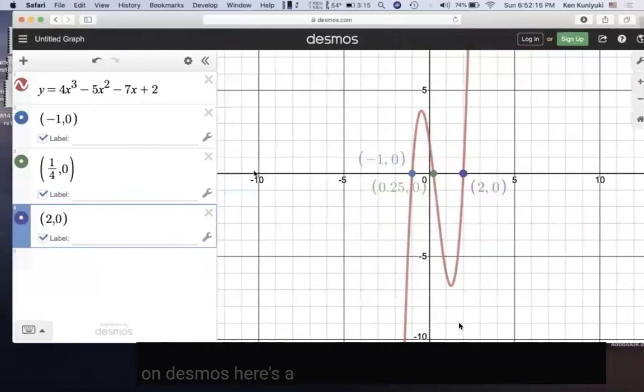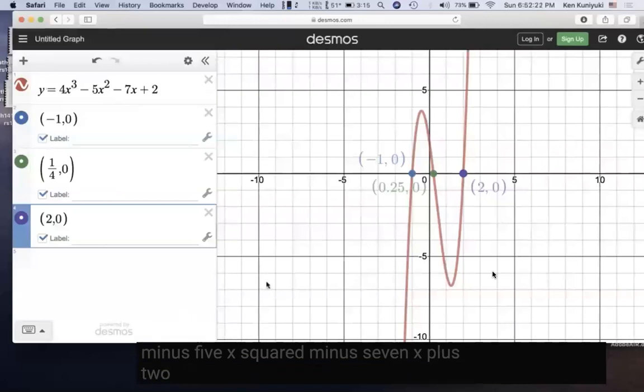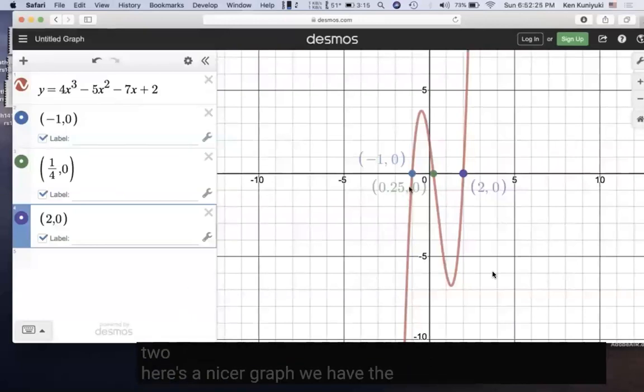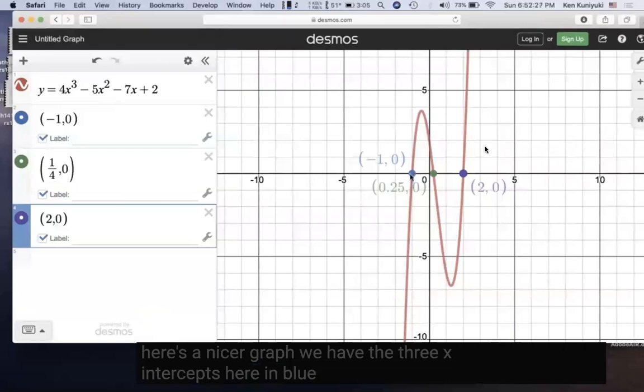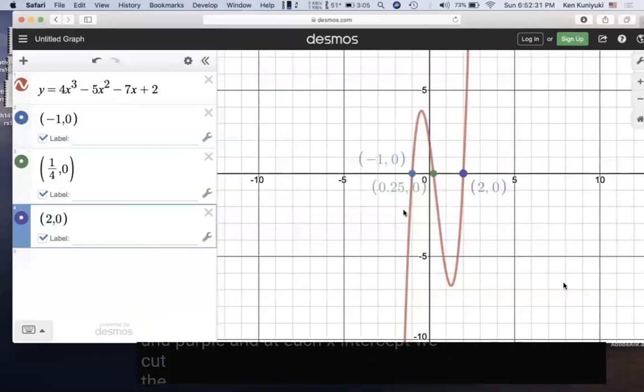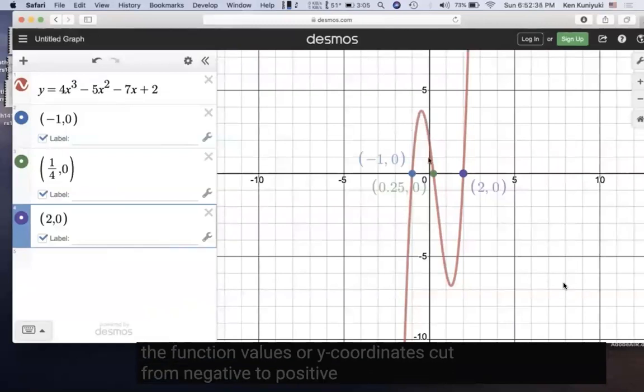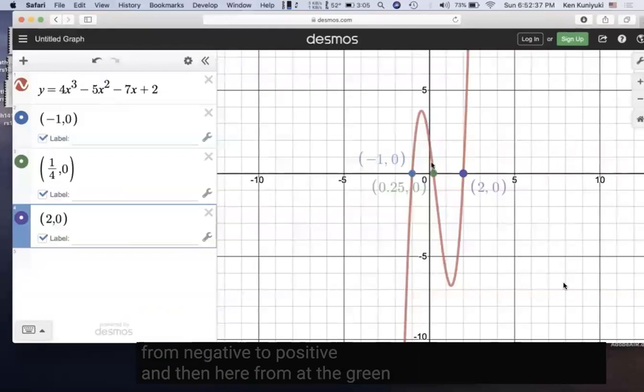On Desmos, here's a nicer graph for y equals 4x cubed minus 5x squared minus 7x plus 2. We have the 3 x-intercepts here in blue, green, and purple. And at each x-intercept, we cut. The function values or y coordinates cut from negative to positive, and then at the green from positive to negative, and at the purple point from negative to positive.